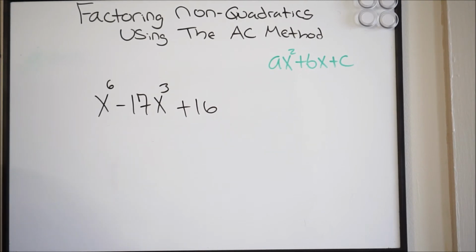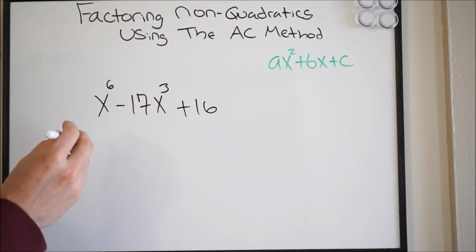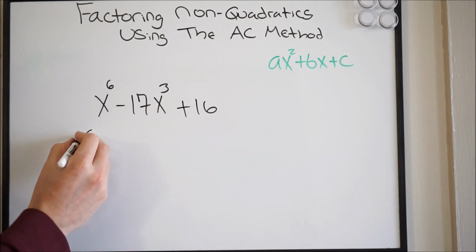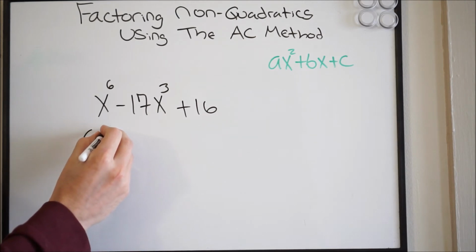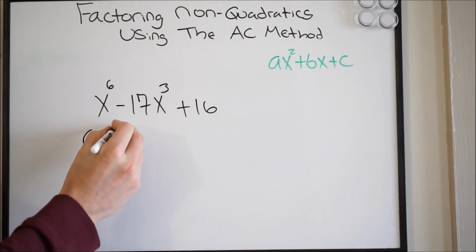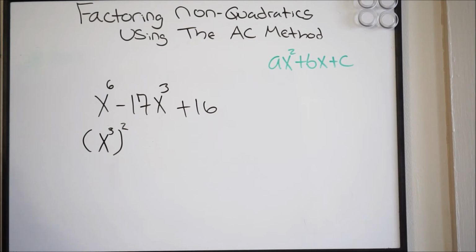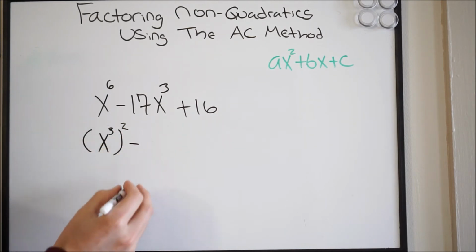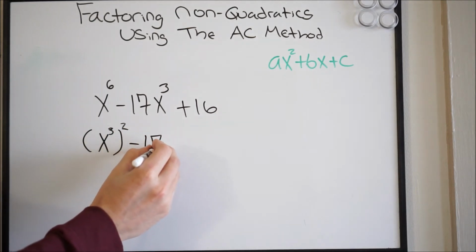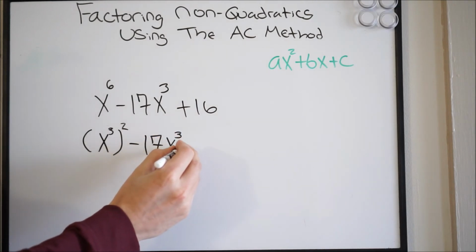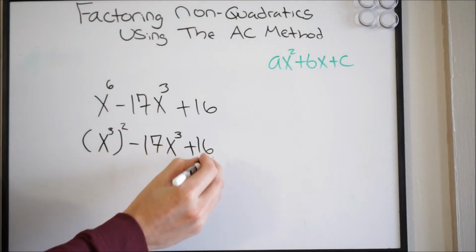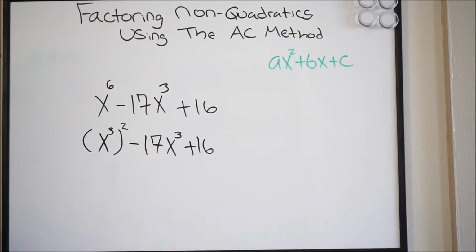So again, just like the first example, we're going to try to make this into a quadratic by manipulation. Looking at this, we can make this x to the third power, and then raised to the second power, and then we have minus 17x cubed plus 16.